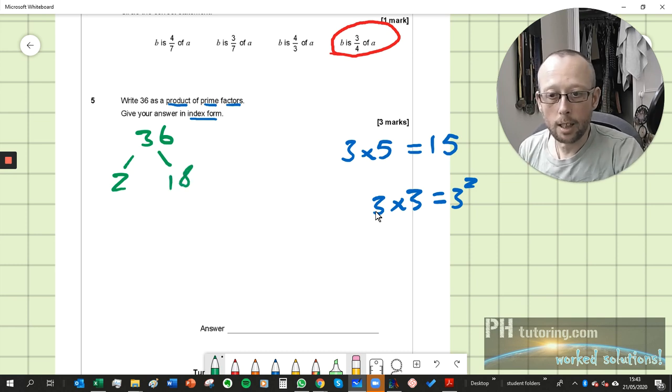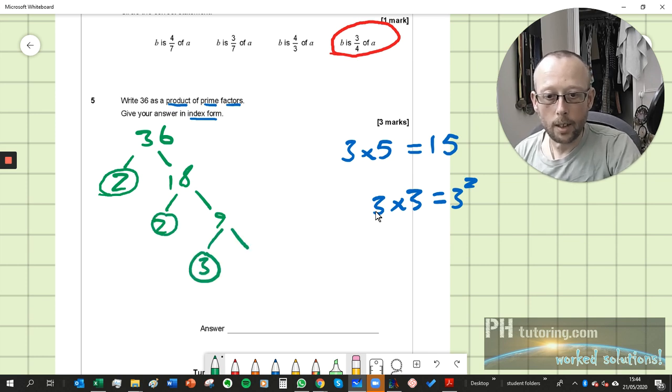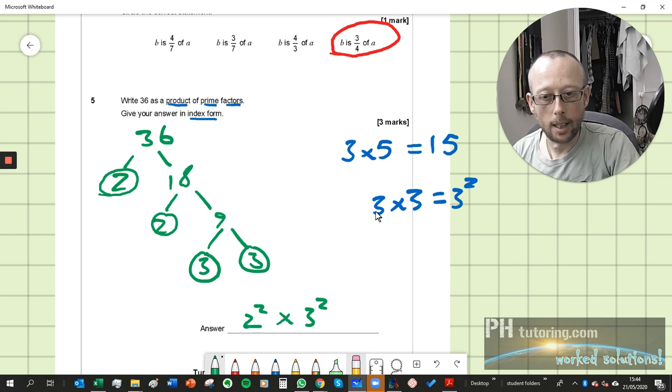Now 2 is prime, so you would circle that to show that you've come to the end of that branch. 18, well, we could just go 2 again if you want. 2 times 9. 2 is prime, 9 is not. 9 divides into 3 and 3. Both of them are prime. So you then take these remaining numbers, and it's 2 times 2 times 3 times 3, which is 2 squared times 3 squared, and that's your answer.